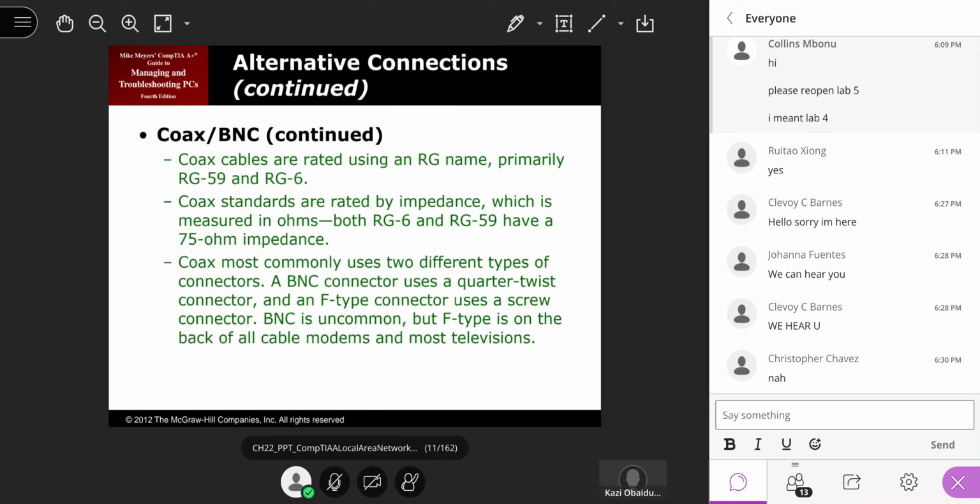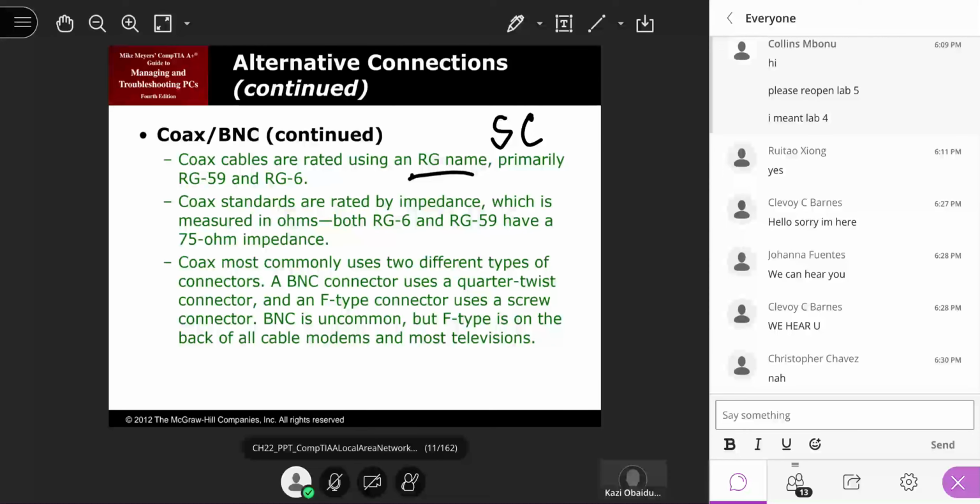Coaxial cables are rated using the RG name, and primarily RG59 and RG6. These are the category versions, and for different purposes you have to use different ones. You can see by the name: when you see the SC, it means optical fiber.